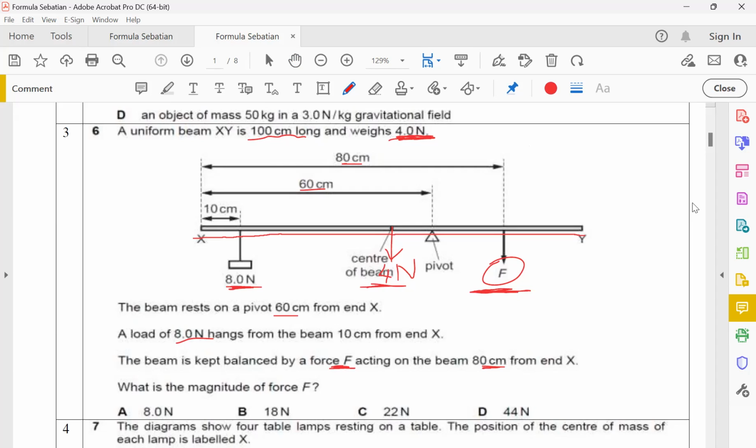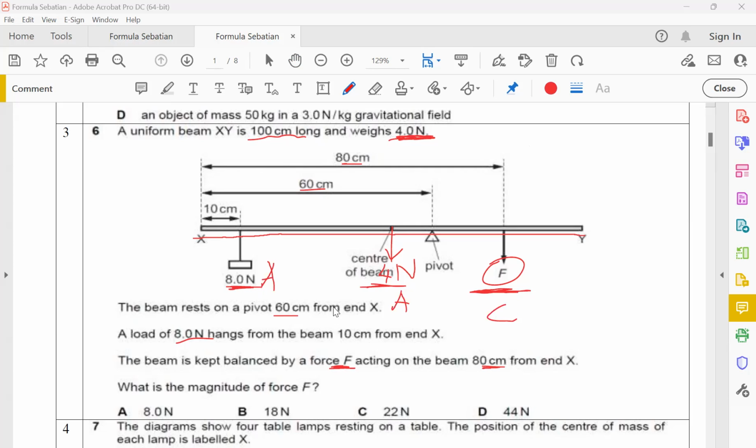How many of you guys do not know how to identify whether it's clockwise or anti-clockwise? 2 anti and 1 clock. Yeah, so this one will be anti, this will be anti, and this will be clockwise, right?